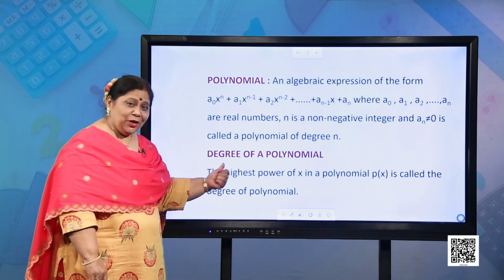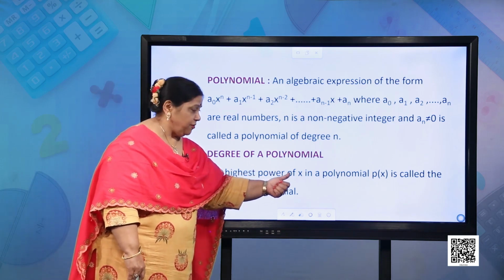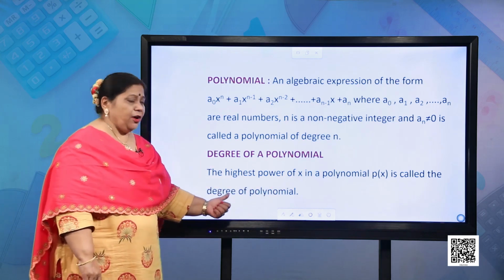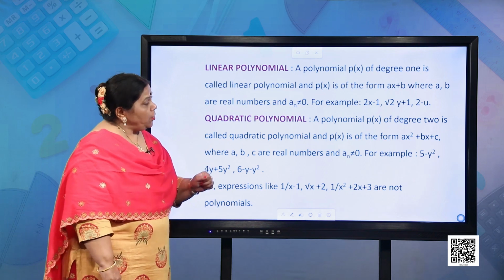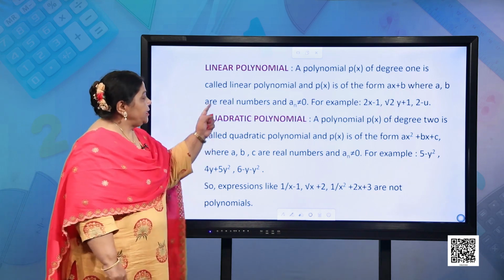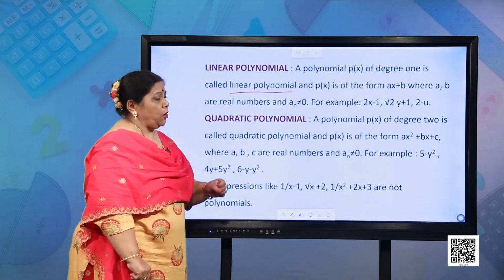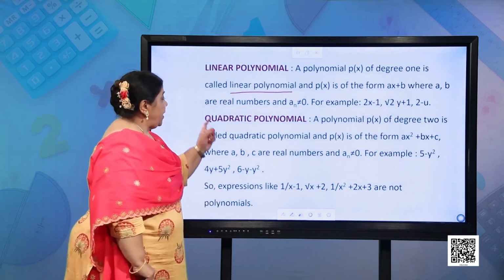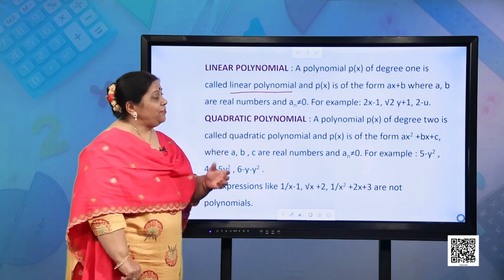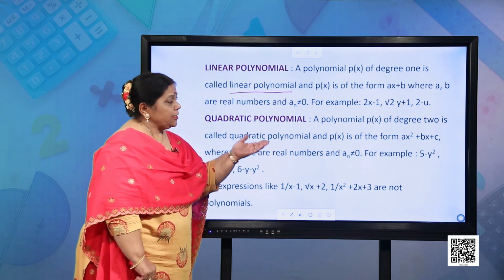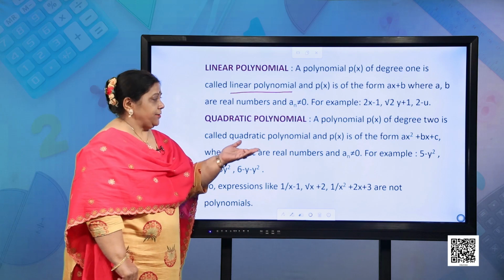Now, what is the degree of a polynomial? The highest power of x in a polynomial p of x is called the degree of polynomial. We have also studied about linear polynomial. A polynomial p of x of degree 1 is called a linear polynomial and p of x is of the form ax plus b, where a and b are real numbers and a is not equal to 0. For example, 2x minus 1, square root 2y plus 1, 2 minus u, etc.